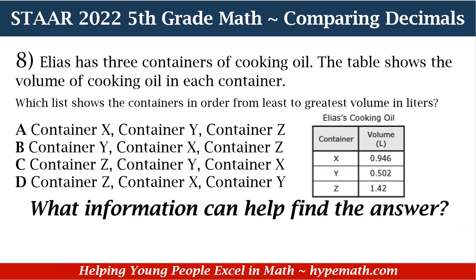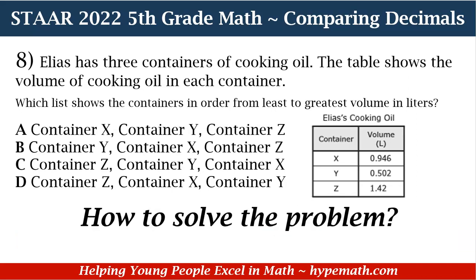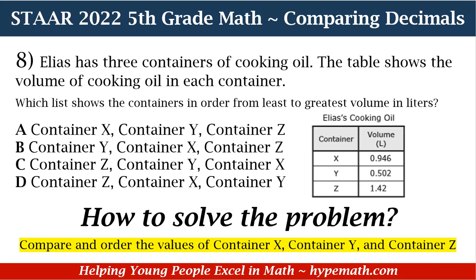What information can help us find the answer? Knowing the volume of each container of cooking oil. So again, container X is 946 thousandths. Container Y is 502 thousandths, and container Z is 1 and 42 hundredths. So how do we solve the problem? Well, in order for us to solve the problem, we're going to go through our steps when we compare and order decimals.